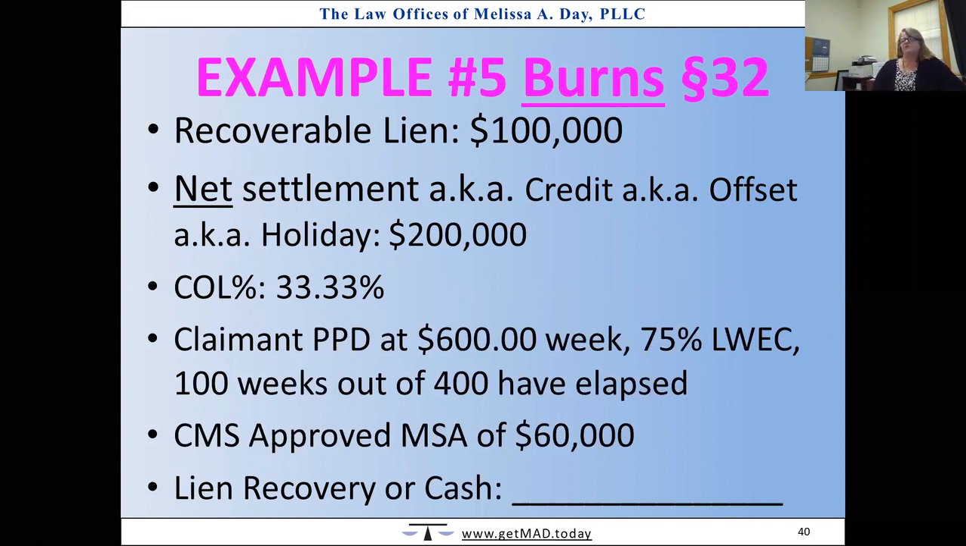Assume that there's a cost of litigation of 33 and a third. The claimant's been classified with a permanent partial disability at $600 per week, 75% LWAC, and at the time of the recovery, again, 100 weeks out of the 400 have elapsed. And in this example, you have a CMS-approved MSA of $60,000. So this example is similar to the first example we looked at, but I'm asking you to include some medical expenses, because a Burns obligation could be requested against medical expenses as you are relieved of having to pay for those expenses. So what lien recovery or cash payment should you be willing to make in this example in order to settle this claim by Section 32?